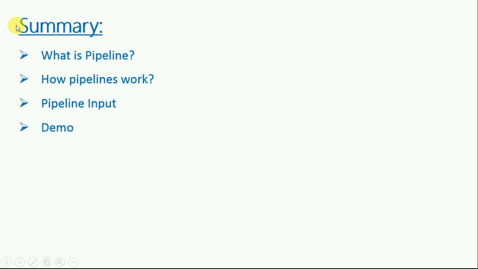This is how we have come to the end of this topic, and to summarize, we have learned what a pipeline is, we have also seen how pipelines work, and we have seen some of the cmdlets which can be used as pipeline input. At last we have explored some demos on the pipeline. We have seen how we can identify a parameter which will accept pipeline input, and we have also seen some of the cmdlets practically in the demo which can be used as pipeline input.